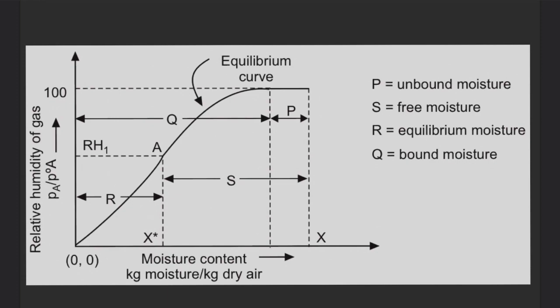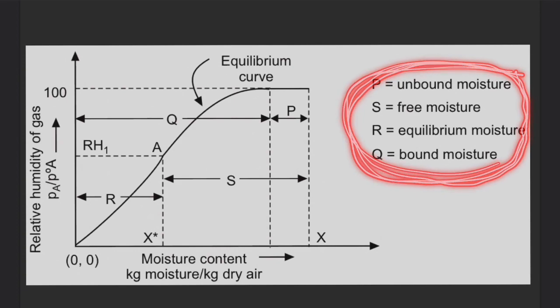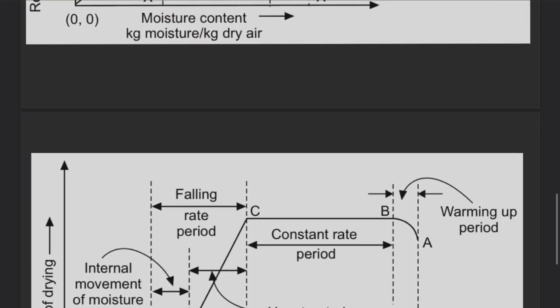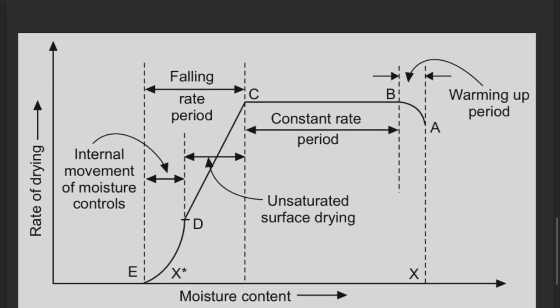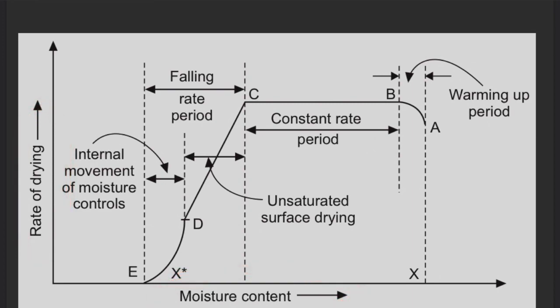So this is one of the very important graphs, and we also need to clear these terms very well, so that we can understand everything at a later stage. Now coming to the next curve, which is also very important as far as drying is concerned. This is the curve for drying rate versus moisture content. Initially we will have higher moisture content, then of course with drying the moisture content will decrease.